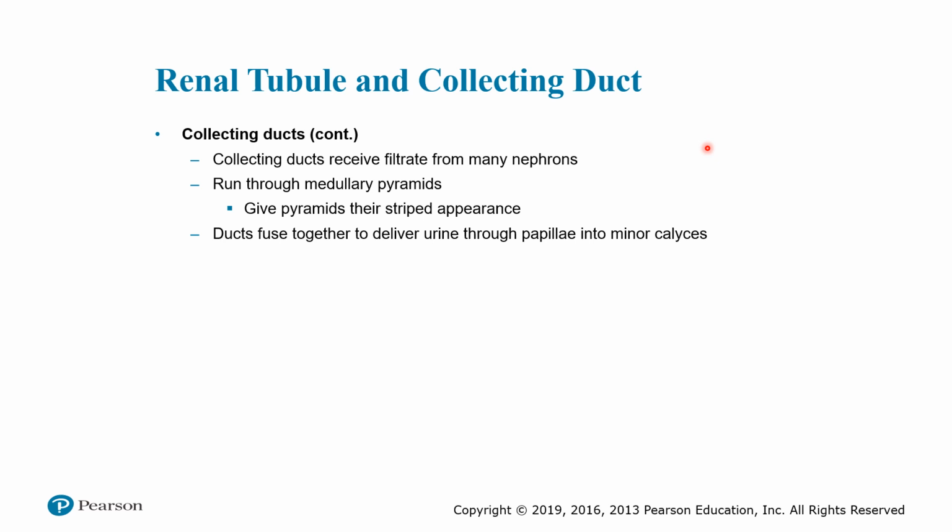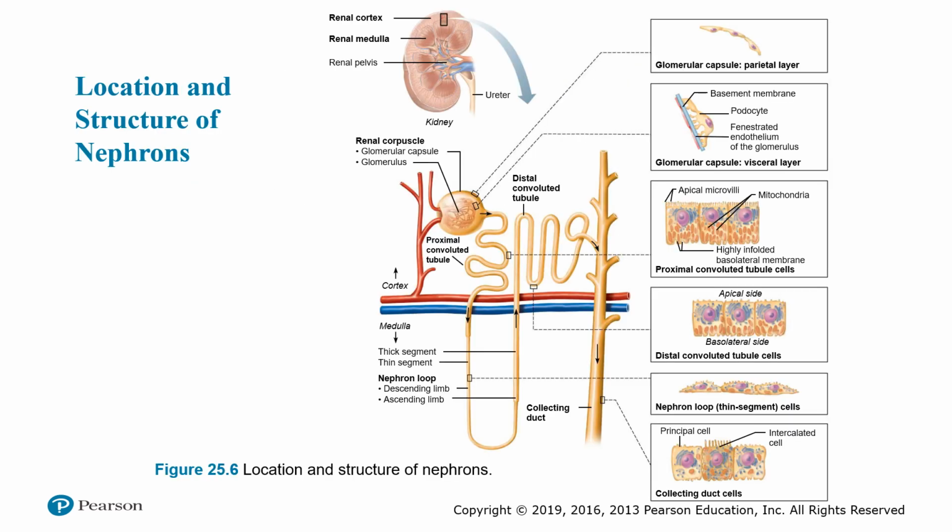Remember, the apex of the pyramid in the medulla is known as the papilla. Under those papillae, the minor calyces are present like cups, and the urine seeps from the papilla into those minor calyces. Let's revise everything we read in this slide.